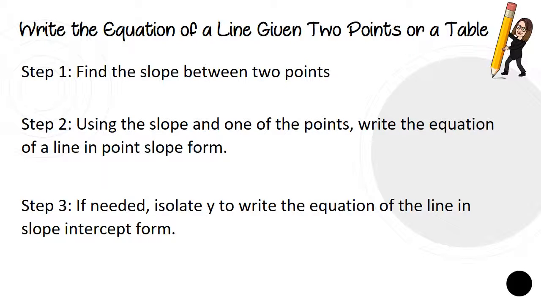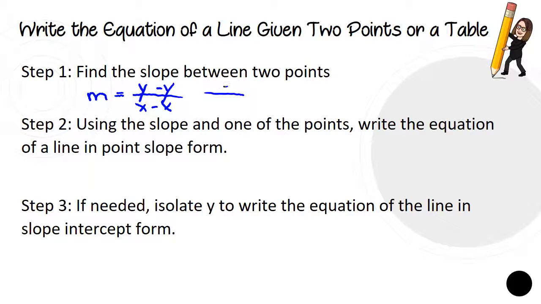Alright, let's take a look at some steps first. To write the equation of a line given 2 points or a table, step 1, you want to find the slope between 2 points. So, just for a refresher in our notes, let's add the formula for finding slope between 2 points. Remember that it's y minus y over x minus x.